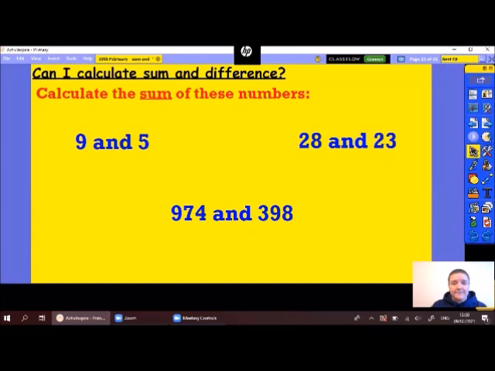Have you got your answers? Well, here are mine. The sum of 9 and 5 is 14 because 9 add 5 is 14. The sum of 28 and 23 is 51. You might have been able to do that in your head as well. And then 974 and 398, I thought I'd better use a written method just to make sure I was right. And I made 1,372. Well done if you got those.